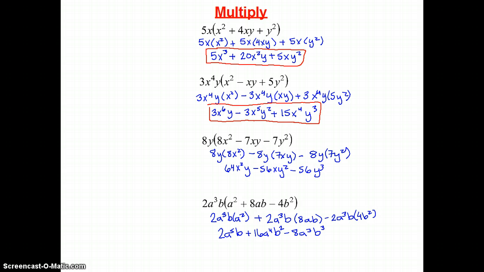Down below, after distributing 8y, you should have 64x squared y minus 56xy squared minus 56y to the third power. And lastly, you should have 2a to the fifth b plus 16a to the fourth b squared minus 8a to the third b to the third power.